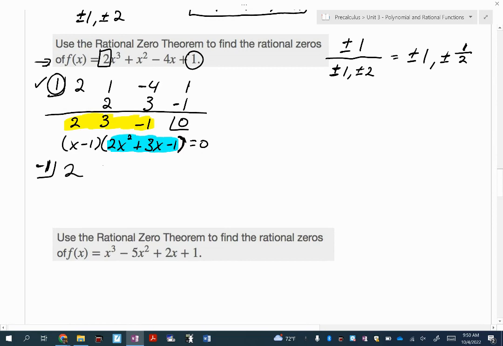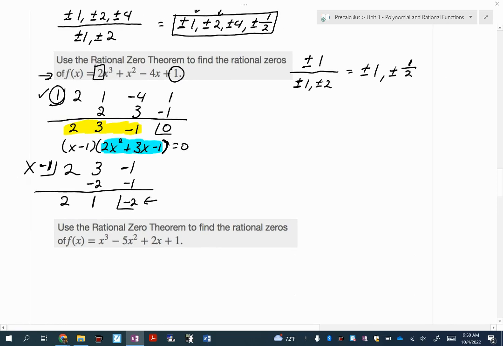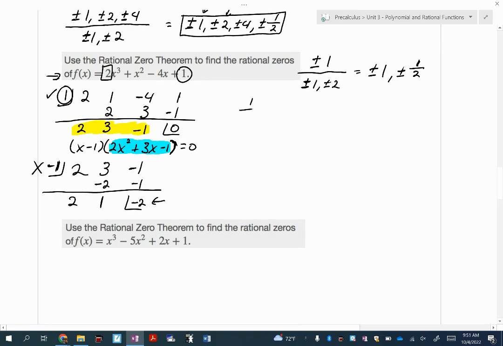So I'm going to write down 2, 3, and negative 1. So try to use this, just save yourself some time. So 2 times negative 1 is negative 2. That becomes positive 1. That's going to be negative 1. So I don't get 0. I didn't get 0, so negative 1 is not one of my rational zeros. Let's try the fractions now. Positive 1/2. So 2, 3, and negative 1. So I get 2. Half of 2 is 1. That's 4. Half of 4 is 2. So that's going to be positive 1, so not 0, so it doesn't work.